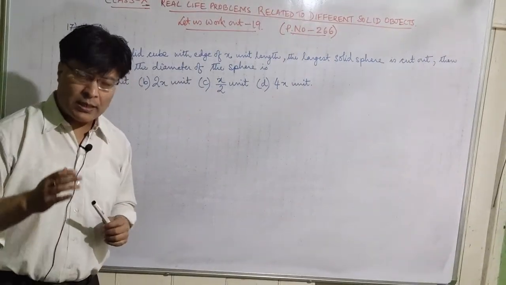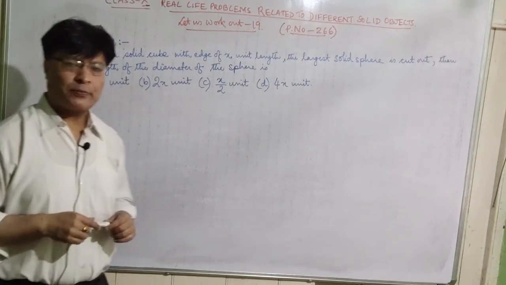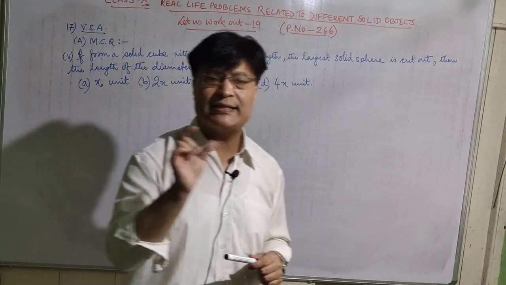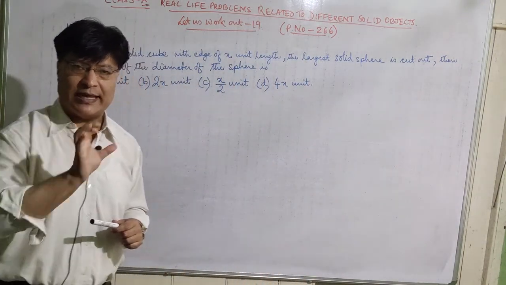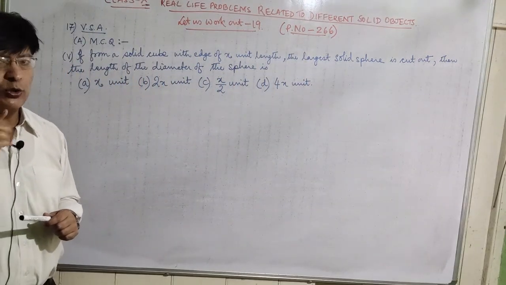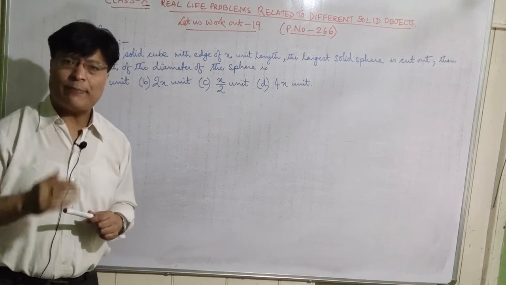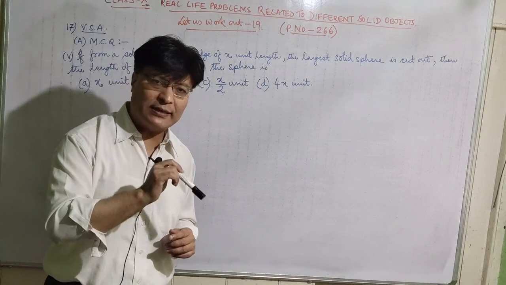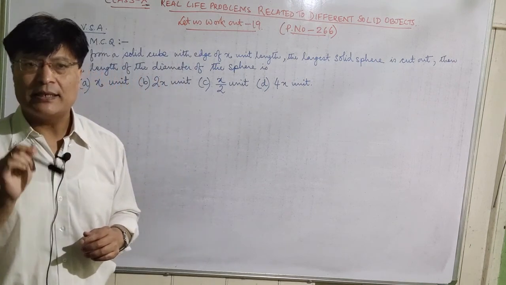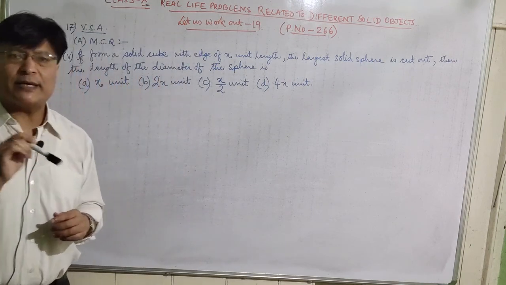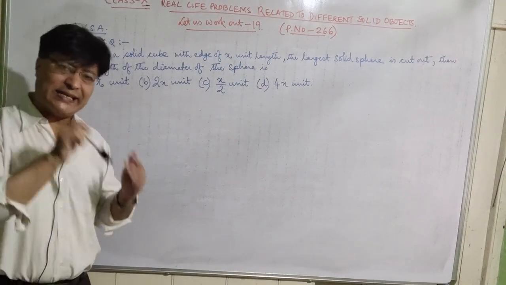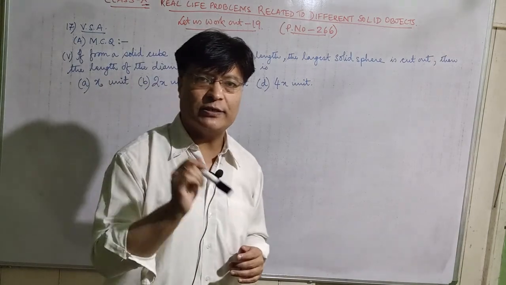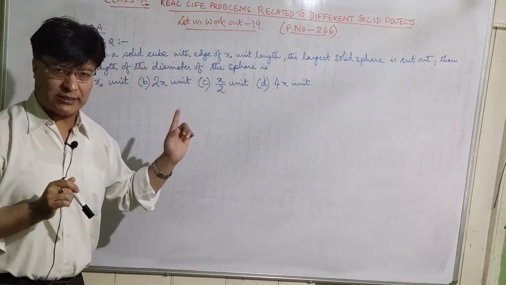Here a solid cube is given, whose length of each edge is x unit, that is length is equal to breadth is equal to height. You know that a rectangular parallelepiped or a cuboid will be a cube if length is equal to breadth is equal to height. Each of these length, breadth and height is known as the edge in case of a cube. So here the length of each edge of the cube is given as x unit.